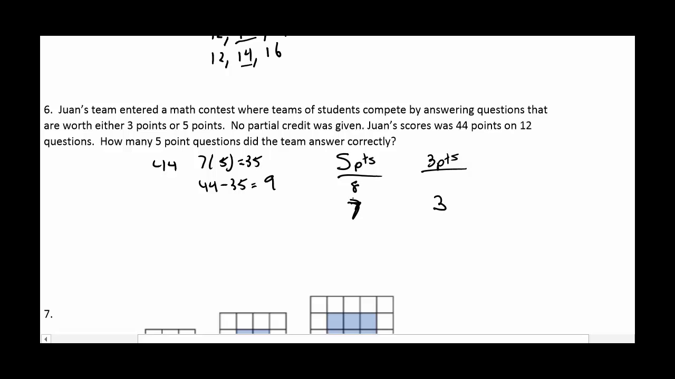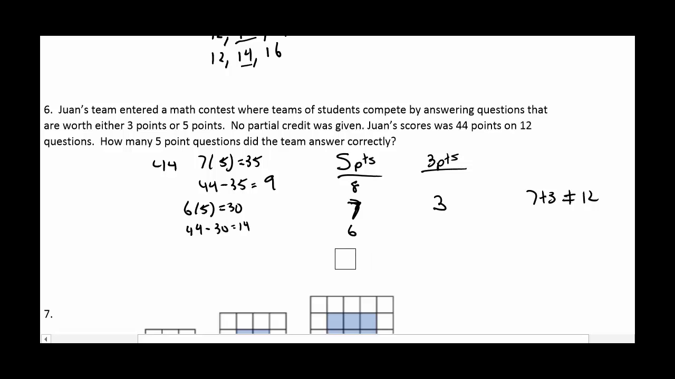Ooh. Okay, but what do you notice? 7 plus 3 does not equal 12. So even though I got a valid combination, I didn't get enough. It's not enough questions. So that does give me 44 points, but it's not quite enough. All right, so let's try 6. 6 times 5 is 30. But 44 minus 30 is 14, and there's no way 3 points can give me that.